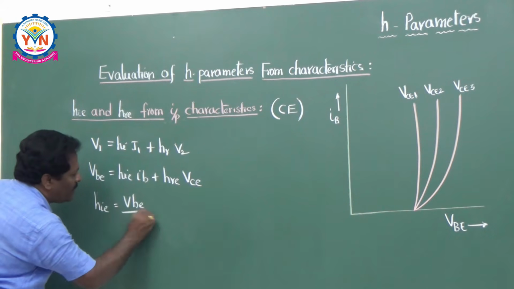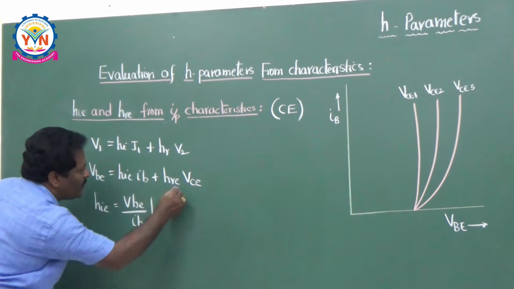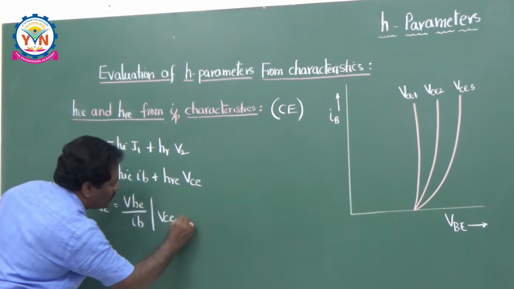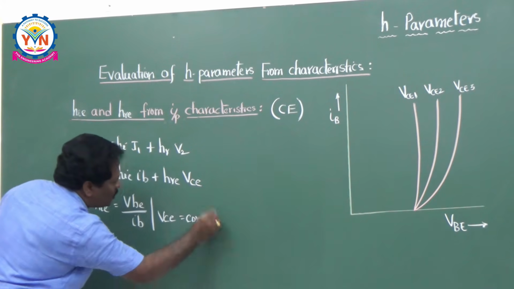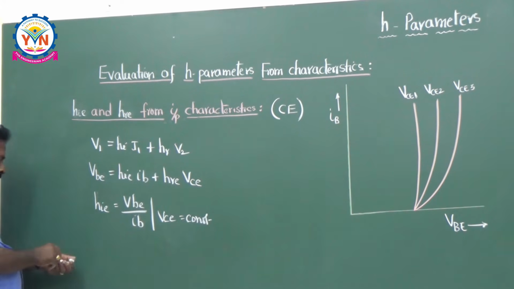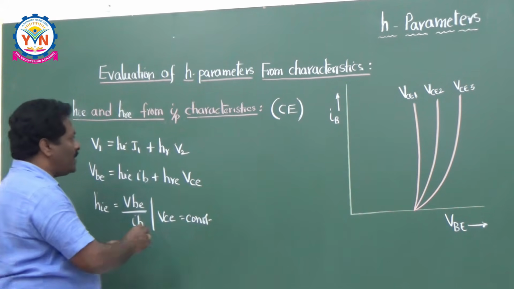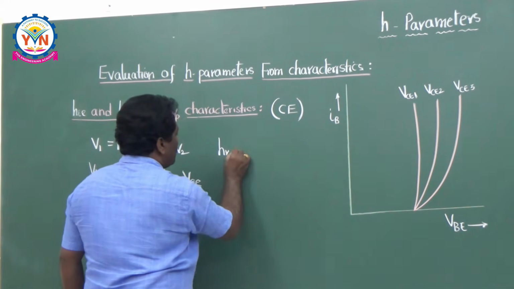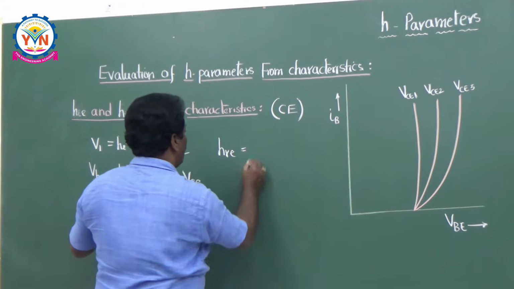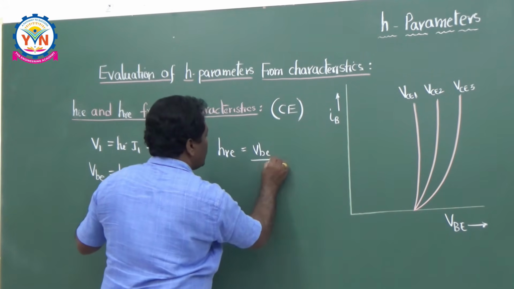VBE divided by IB. At that time your VCE is constant, VCE is 0. So that's why you have to make it constant. So similarly, what is HRE? HRE is equal to, the reverse voltage gain, VBE by VCE.